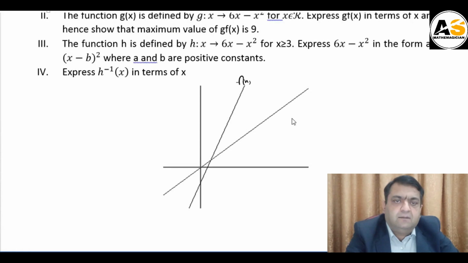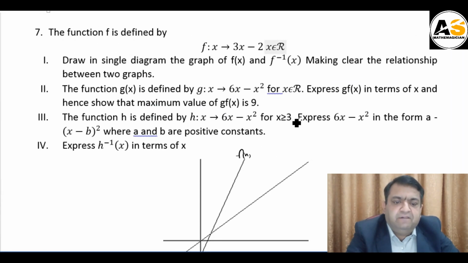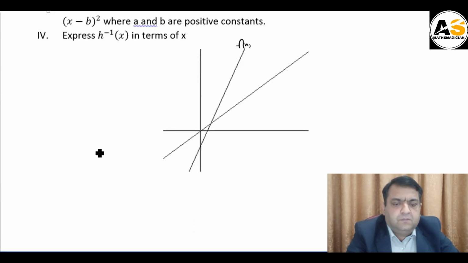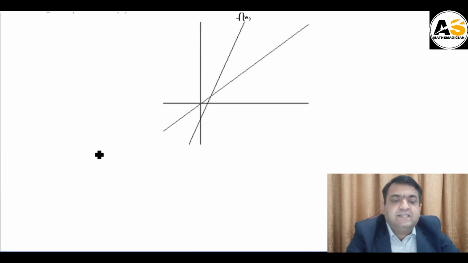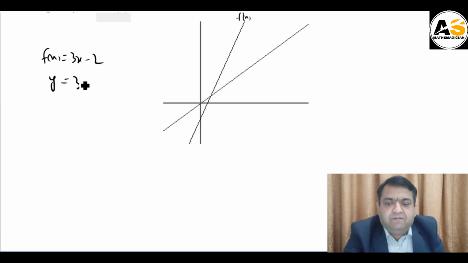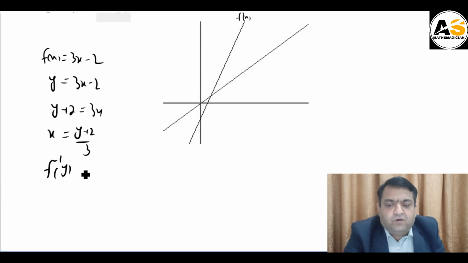Now we have to draw the graph of f inverse on the same graph. f of x is equal to 3x minus 2. I am rapidly finding the inverse. y is equal to 3x minus 2. y plus 2 is equal to 3x. x is equal to y plus 2 over 3. f inverse of y is equal to y plus 2 over 3, or I can write f inverse of x is equal to x plus 2 over 3.